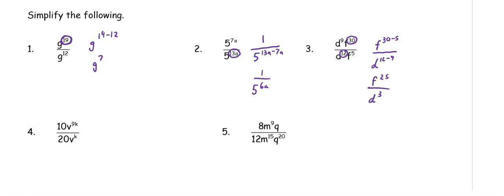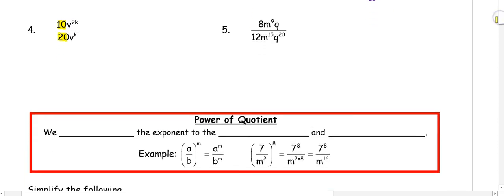In number 4, before we look at our exponents, we notice that we have a 10 and a 20 that are just numbers without exponents. So if they're just numbers without exponents, we can reduce them like we would a normal fraction. Each of those numbers is divisible by 10, so that would reduce to 1 over 2.